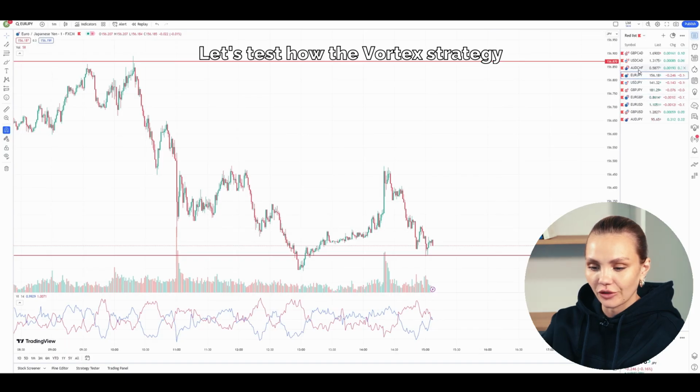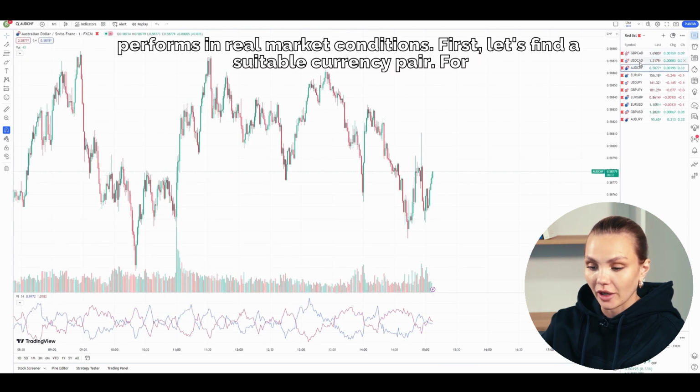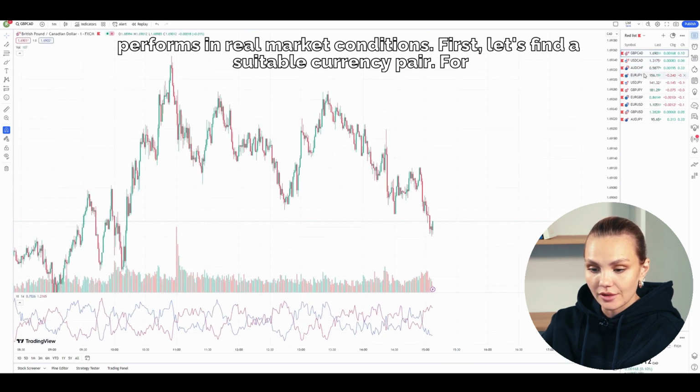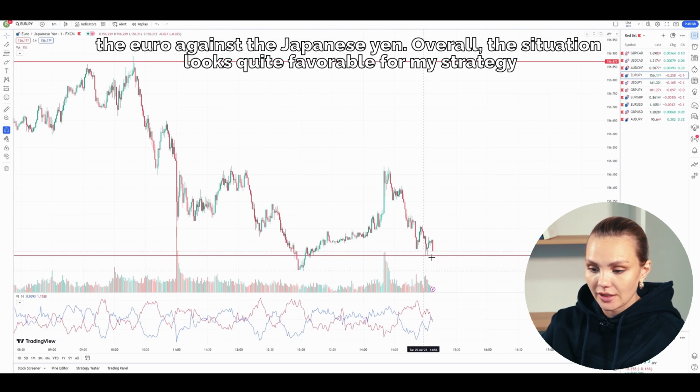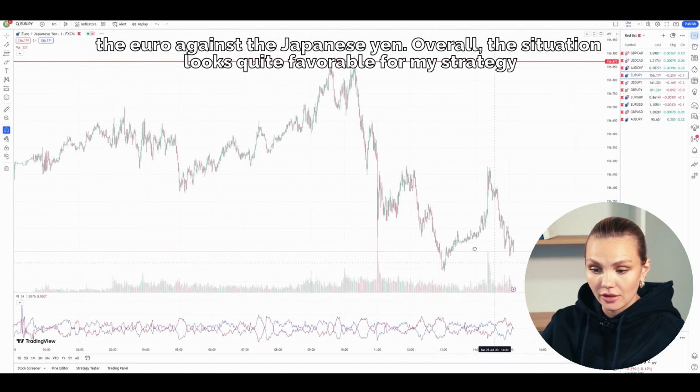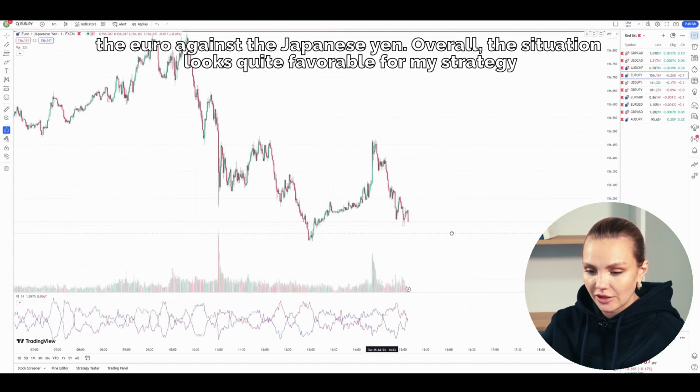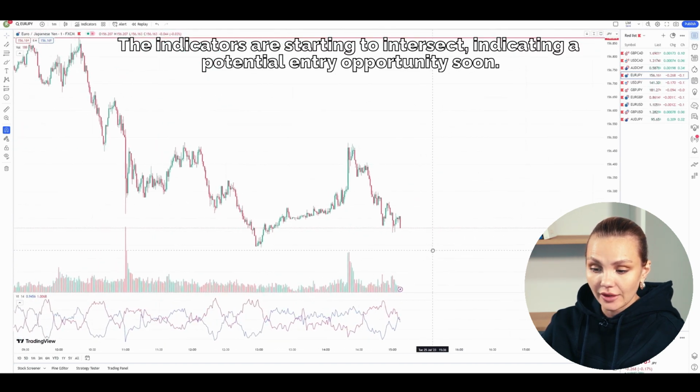Let's test how the Vortex strategy performs in real market conditions. First, let's find a suitable currency pair. For example, the euro against the Japanese yen. Overall, the situation looks quite favorable for my strategy. The indicators are starting to intersect, indicating a potential entry opportunity soon.